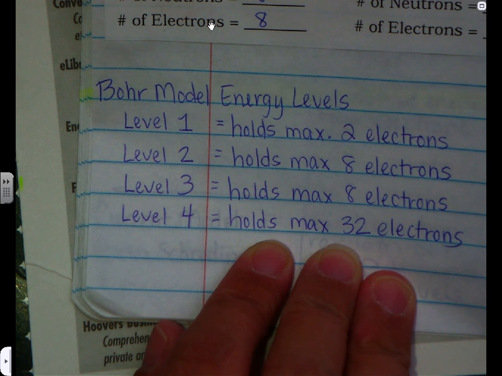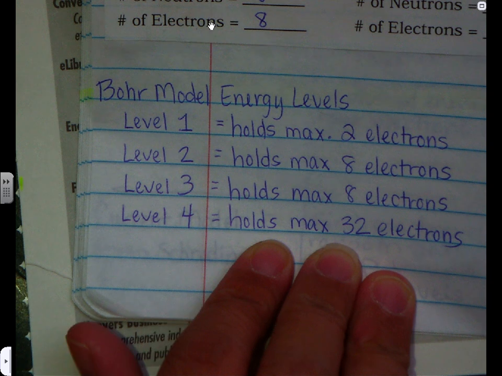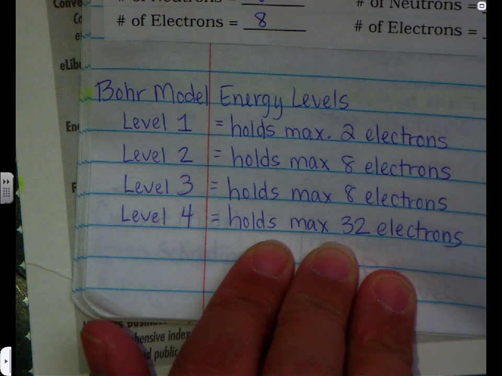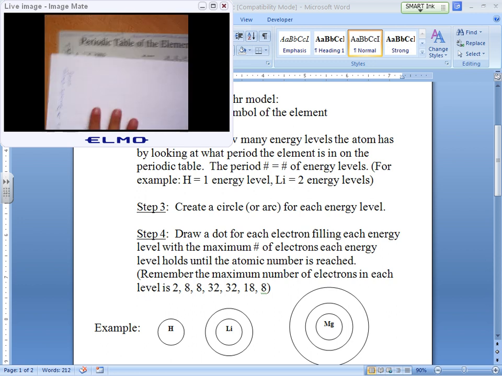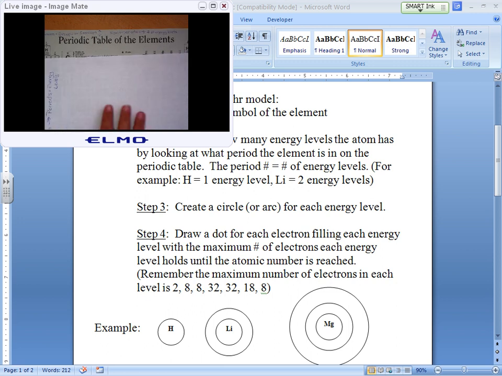What these rows, or the periods, show us is that each row on the periodic table tells us how many energy levels we need to draw for our Bohr model. All you have to do is look across. How many elements are in the first row of the periodic table? 2, hydrogen and helium. Do you see the number to the left of the hydrogen box? It's a tiny little 1.